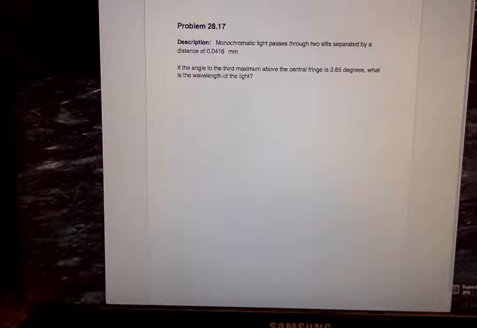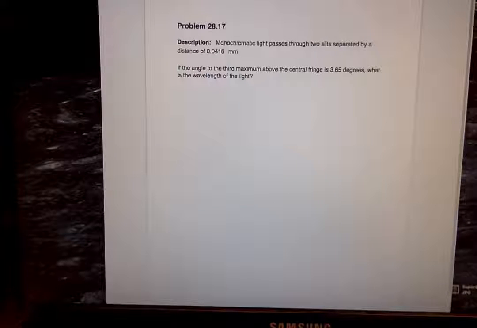It says monochromatic light passes through two slits separated by a distance of 0.0416 millimeters. If the angle of the third maximum above the central fringe is 3.65 degrees, what is the wavelength of the light? So a lot going on there.